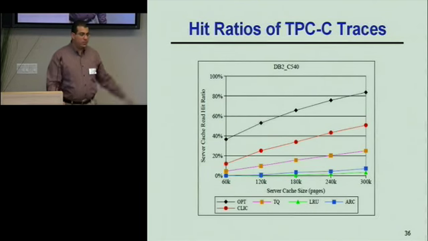Okay? And the top line is still the offline optimal, which just shows you the size of the opportunity we have.